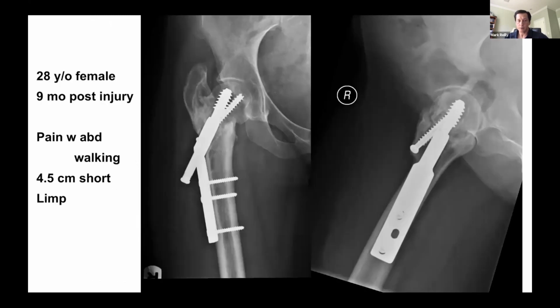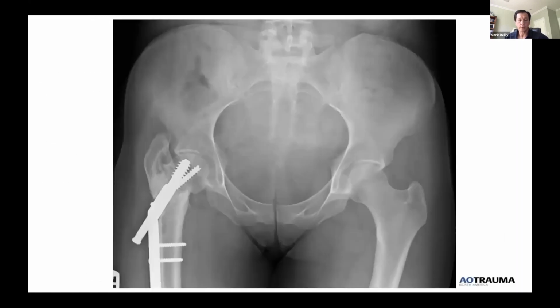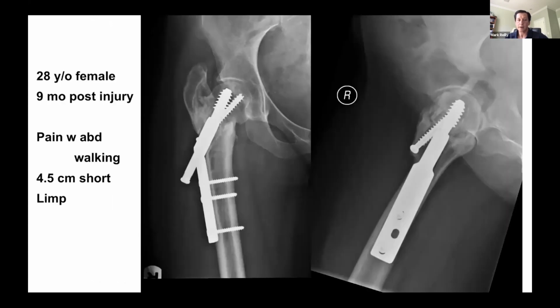This is a 28-year-old female who presented with this x-ray. She is about 9 months after injury. She had an intertrochanteric femur fracture, which was probably through either an aneurysmal or unicameral bone cyst, resulting in such a severe collapse. Her main complaint was pain with abduction, in that she really couldn't stand up straight without her trochanter impinging on her pelvis. She was 4.5 centimeters short, extremely unhappy.